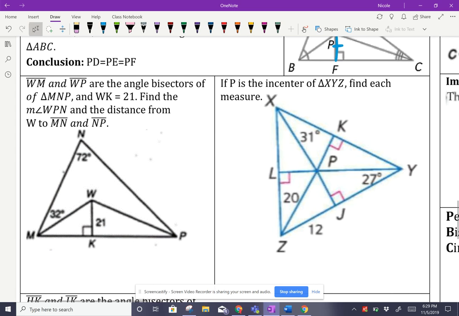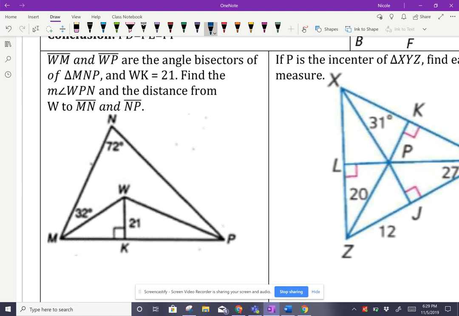So let's look at some examples of how that works and how that can help us. So we have our first example here with WM and WP as the angle bisectors. Now, there is no WN in this picture. That doesn't mean it couldn't exist. We may give you problems that have all three angle bisectors drawn in or just one or two. So just treat each angle bisector separately. So WM and WP are the angle bisectors of my triangle at M and P. WK, which runs into the side of my triangle, is 21. Find the measure of angle WPN.